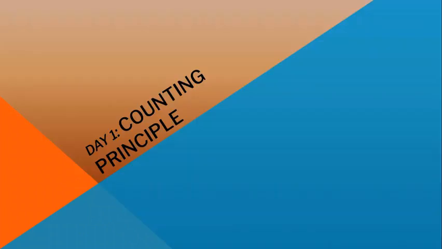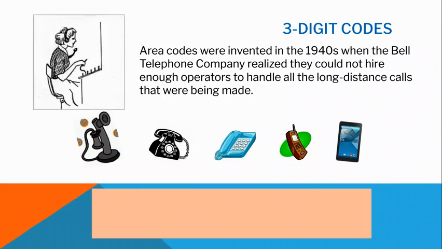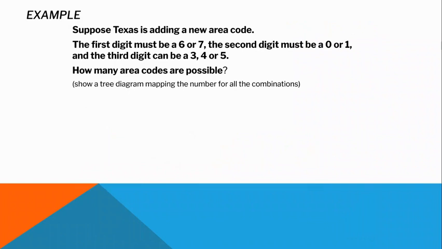Next unit. The first thing we're going to talk about is the counting principle. Did you know that area codes were invented in the 1940s when the Bell Telephone Company realized they could not hire enough operators to handle all the long-distance calls that were being made? Bell researchers developed a system of 3-digit codes that would automatically route calls to long distance. We now call this the area code.